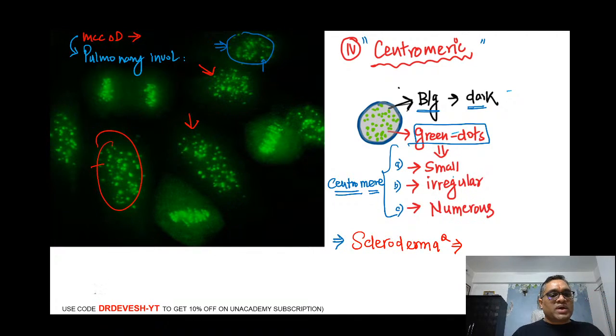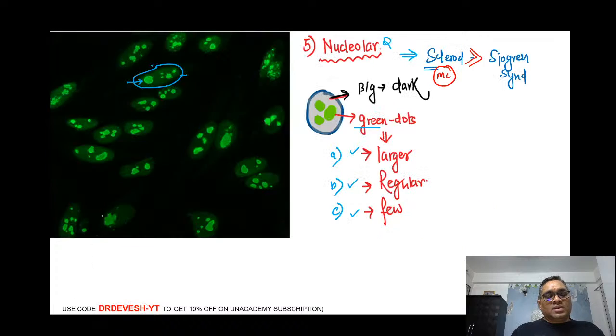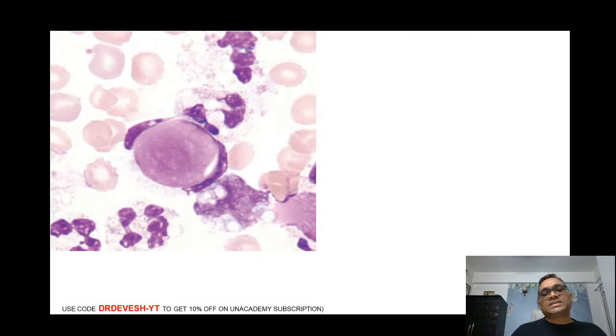Centromeric, centromere corresponding. Nucleolar, the fifth one, what will be the background? Background will be dark and you will see only few large, well-defined, regular immunofluorescence pattern. That is the nucleolar pattern, which is commonly seen in scleroderma. So I hope you all understood this. All 5 immunofluorescence patterns, definitely you are going to get some question in your exam.